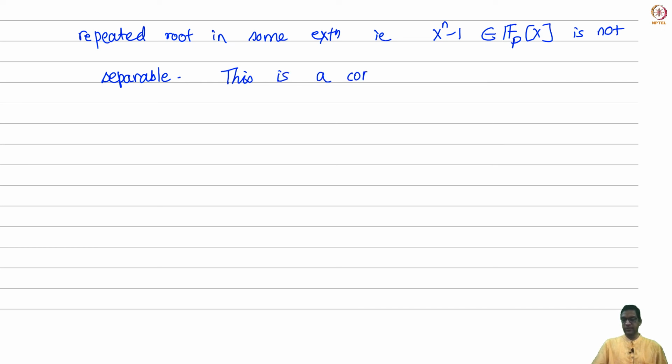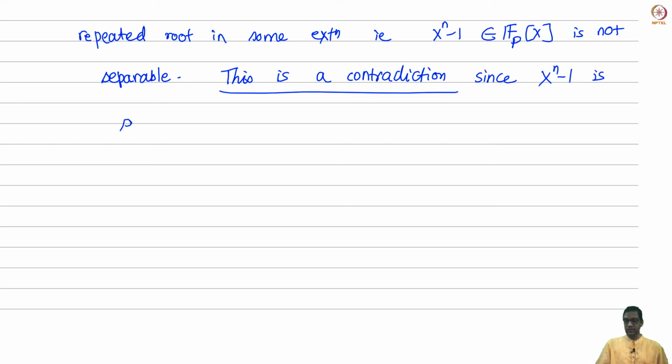Because we can easily check that x to the n minus 1 is separable. This is a contradiction since x to the n minus 1 is separable in Fp[x]. Well, how do we check it? Remember, we have the derivative criterion. Okay, let's check. So I just take this polynomial, let's call it h of x, x to the n minus 1.